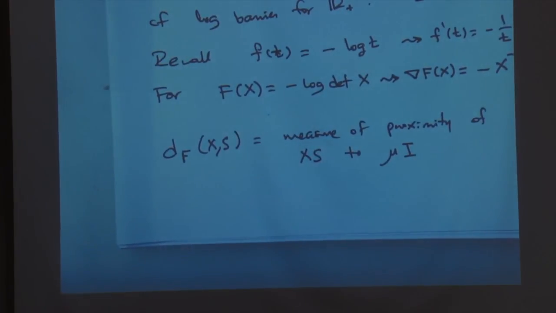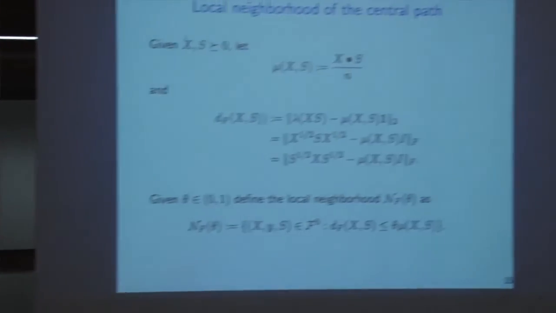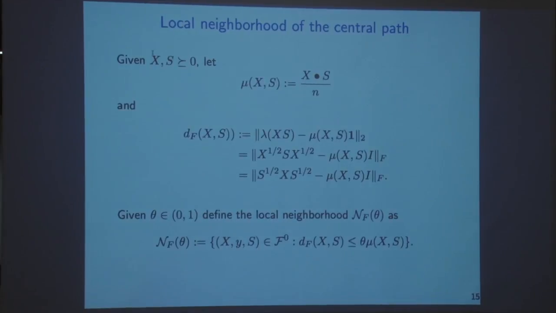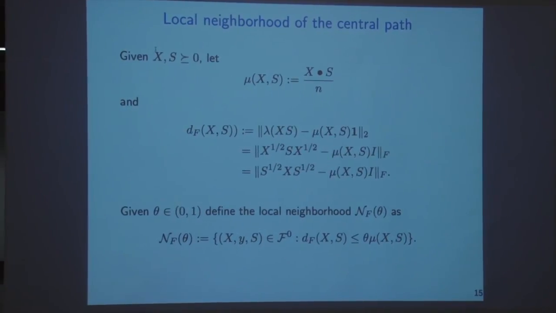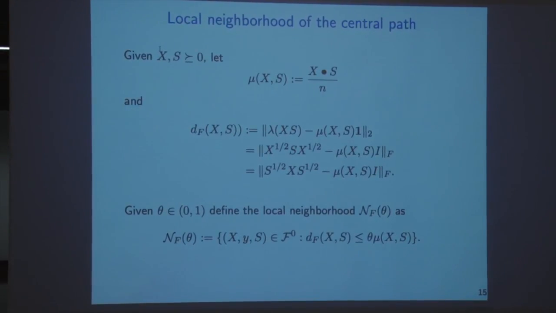And then, given some theta between 0 and 1, we define the local neighborhood here very much in the same spirit as the local neighborhood for the linear programming case. Okay?